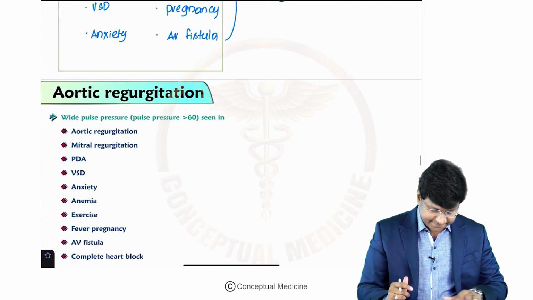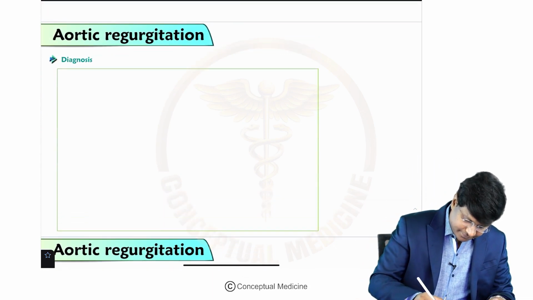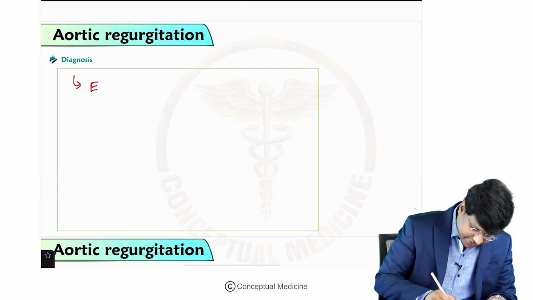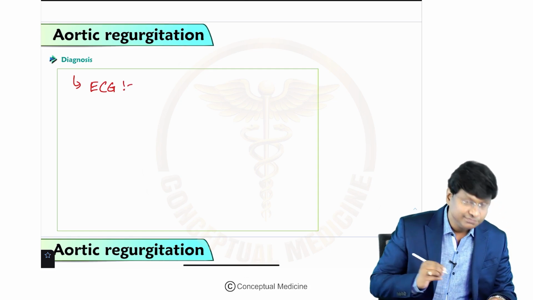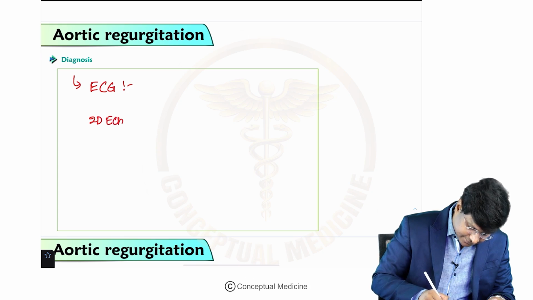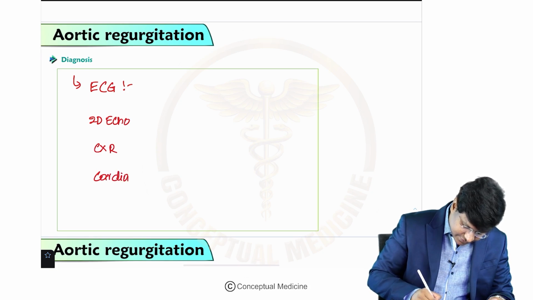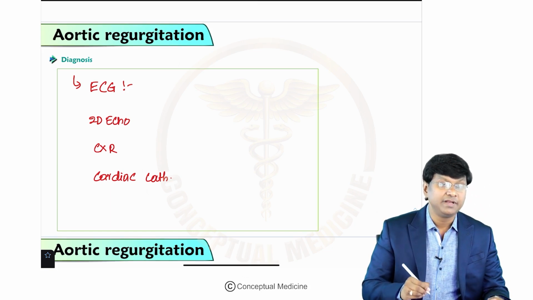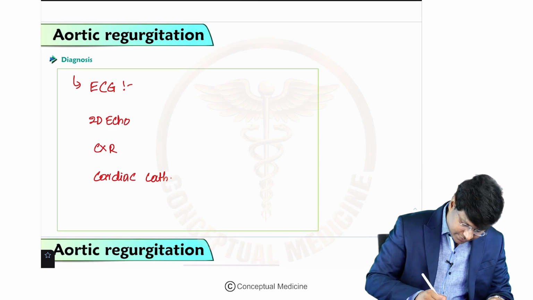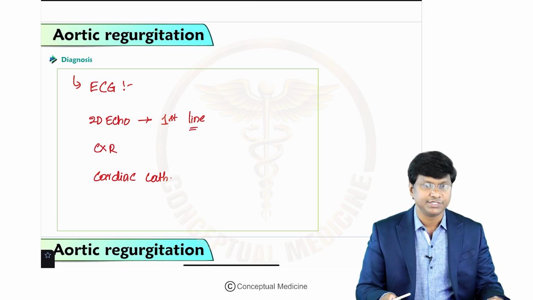Then, how will you diagnose aortic regurgitation? See, the diagnosis of aortic regurgitation is done by the ECG, that is the electrocardiogram, and the 2D echo. Then the chest X-ray. Next, cardiac catheterization. But what will be the first line investigation? That is the 2D echo. So 2D echo will be the first line investigation.